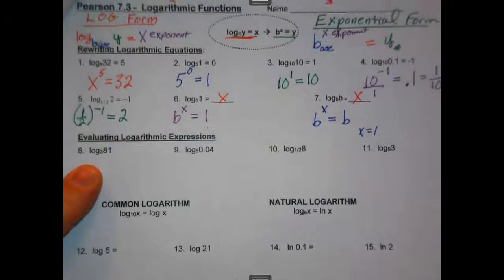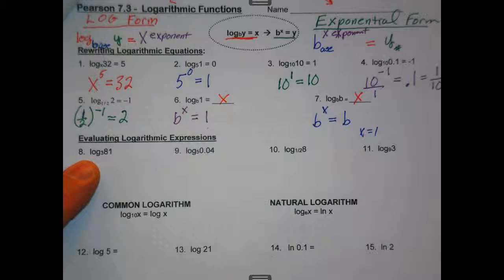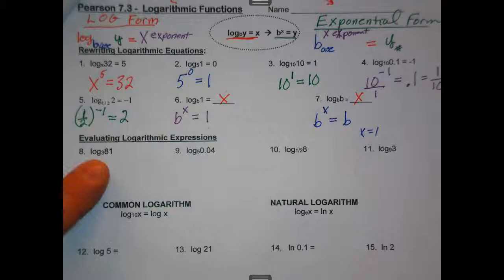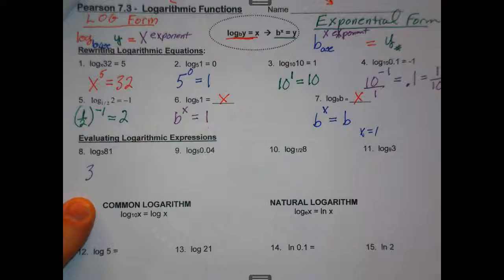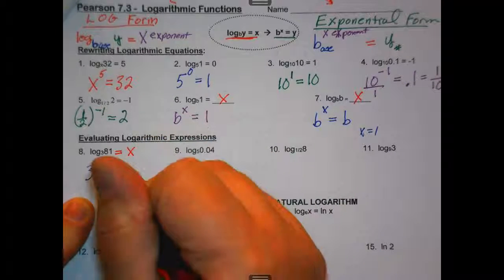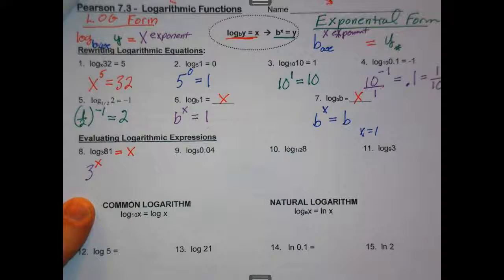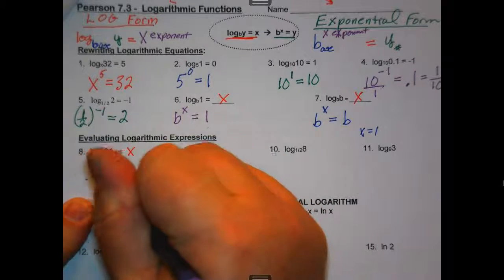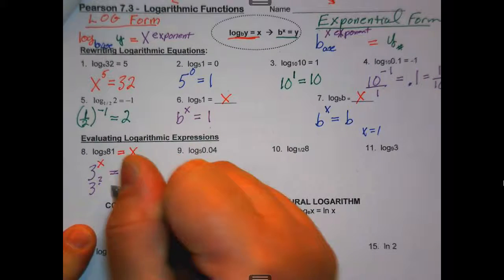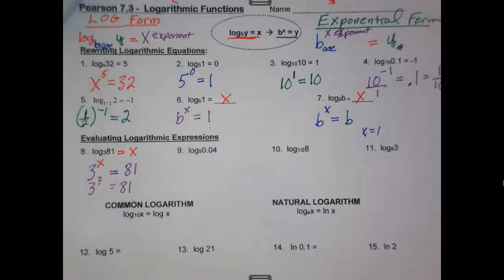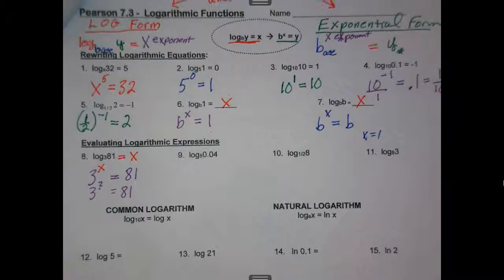Okay. Number 8. Base 3 and then 81. Okay, so I have base 3, my base. Now, what's my exponent? What's this equal to? X. So what's my exponent? What does it equal? 81. Now, this time it says to evaluate it, so 3 to the what equals 81? What does X equal? 27.